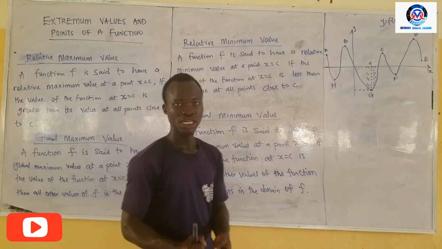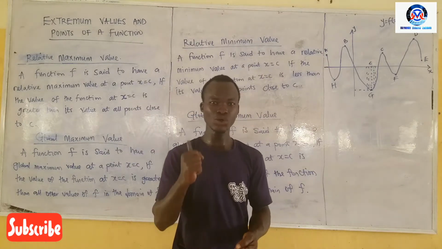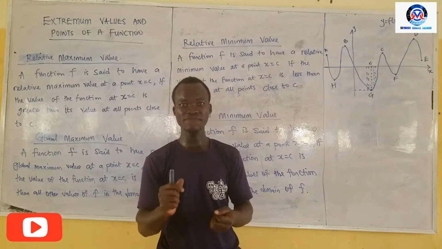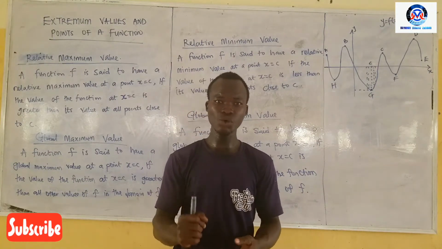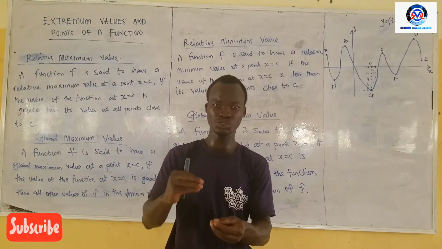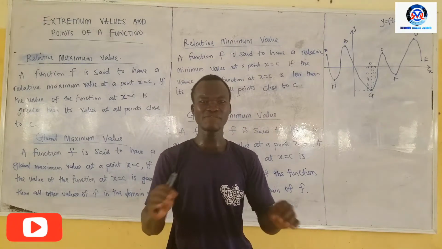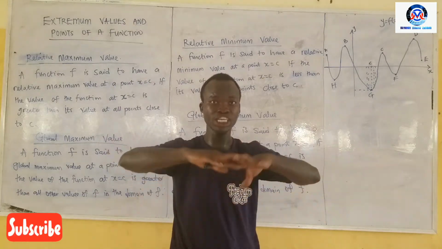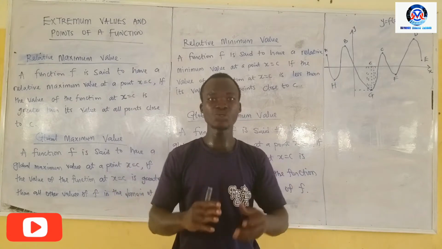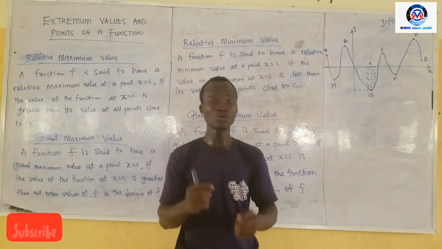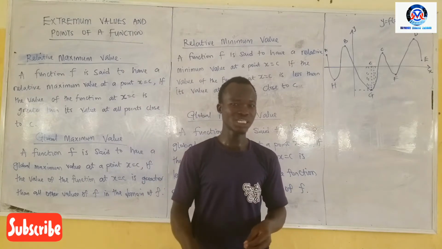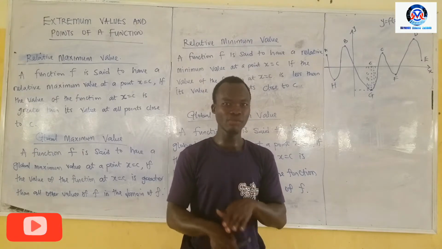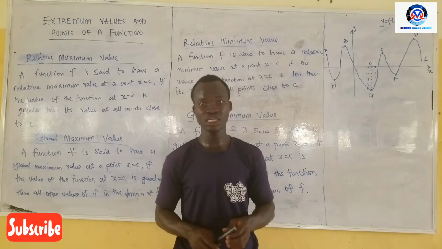Now, a function f is said to have a global minimum value at the point x equals c if the value of the function at the point x equals c is lesser than the value of the function at all other points in the domain of f. Then we say that the function has the global minimum value at the point x equals c.